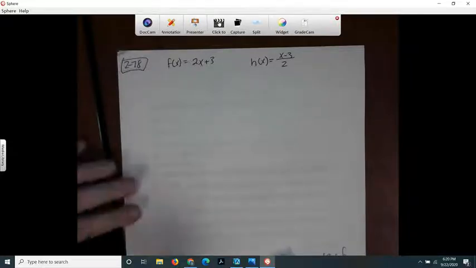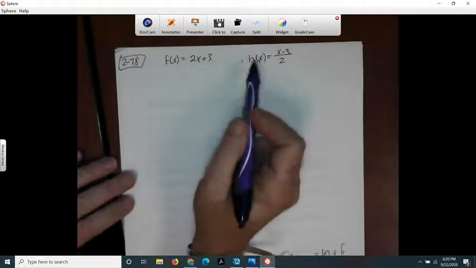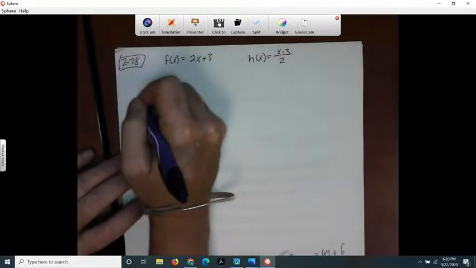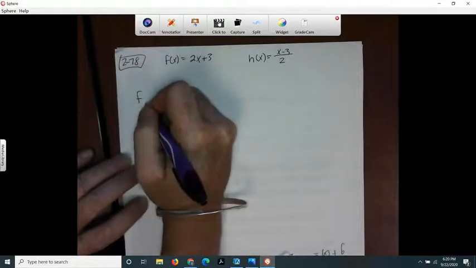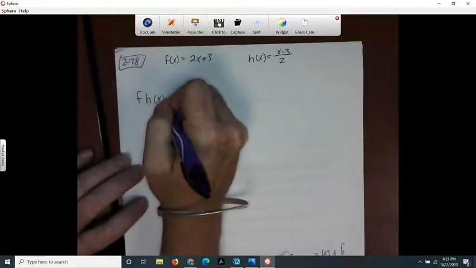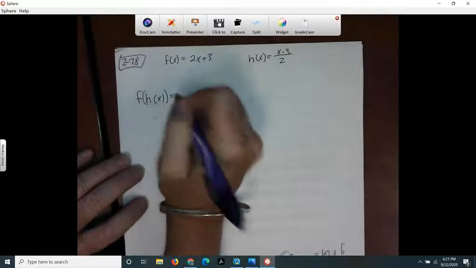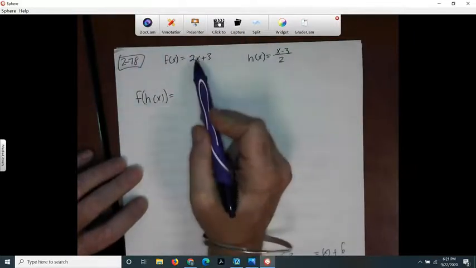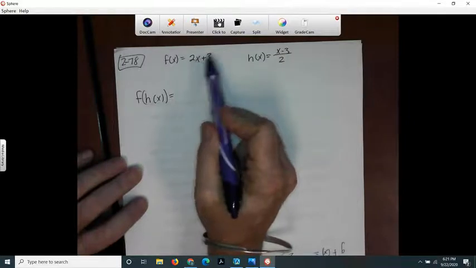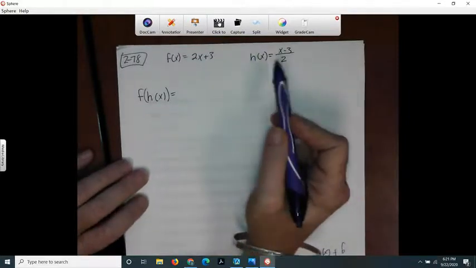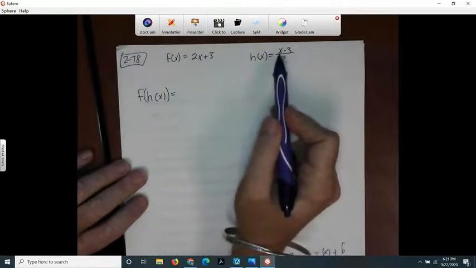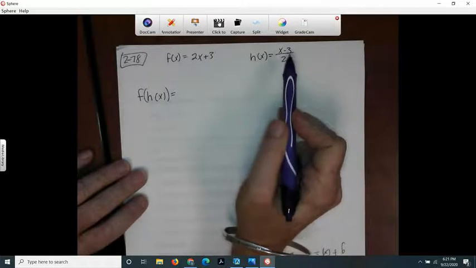Okay, so I have to use composition. So I'm going to compose my two functions. I'm going to say f of h of x, and hopefully when I plug h of x into f of x, I will just get out an x, because f of x will undo everything that h of x has done to the x, if that makes any sense.